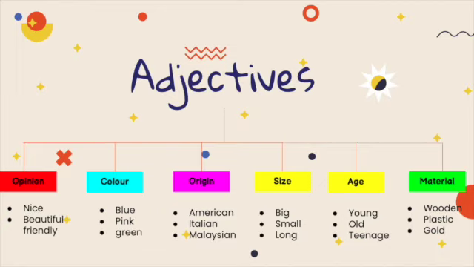We have opinions. Opinion, we have nice, beautiful, friendly. Color, we have blue, pink, and green. For origin, basically origin is nationality. We have American, Italian, and Malaysian. Size, big, long, and small. For age, young, old, teenage. Maybe we can use ancient and also new. For material, we have wooden, plastic, or gold.